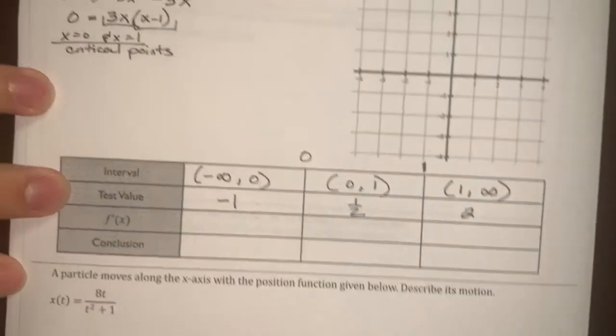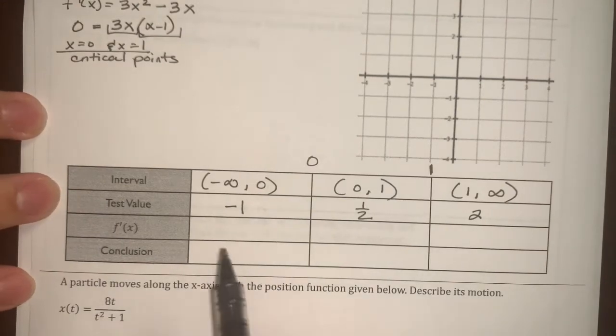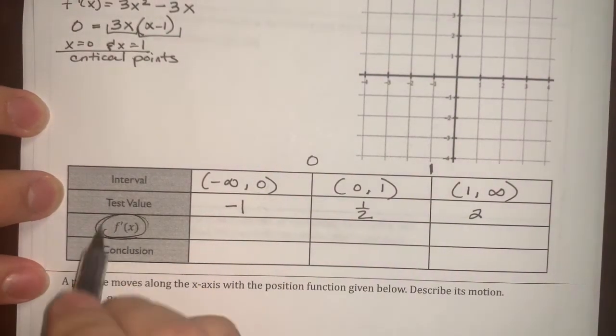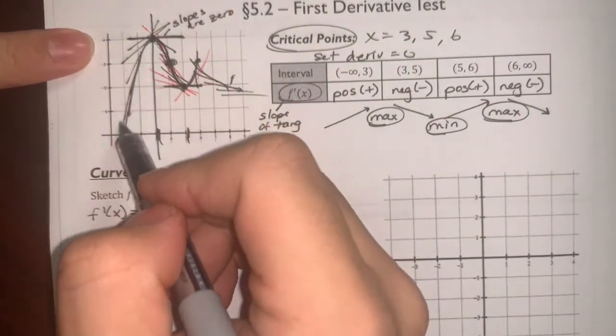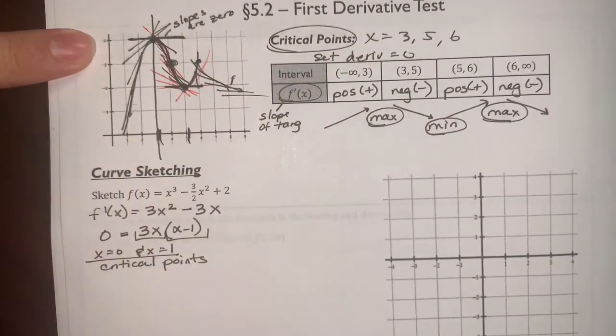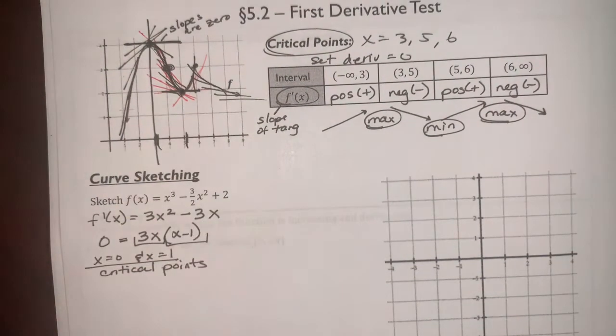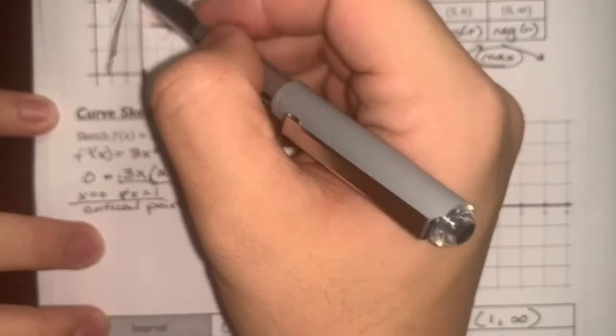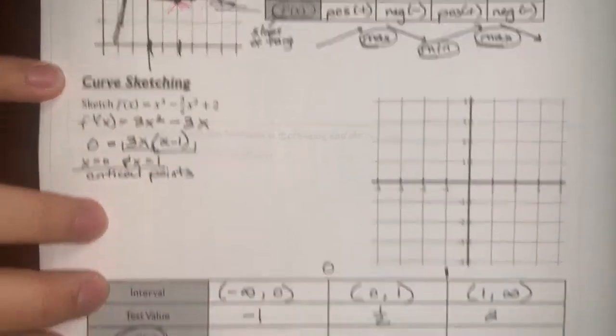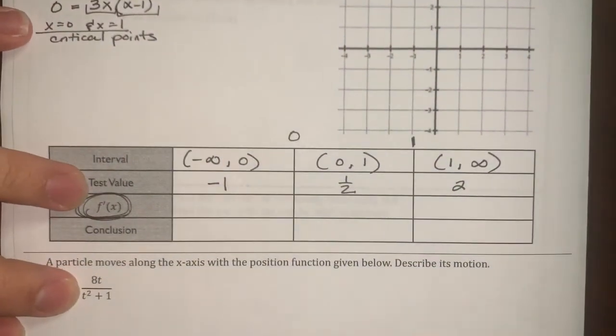Again, what we want to figure out is the behavior of the slope. If the slope is positive, it's going to tell us that it's increasing. If it's negative, it's going to tell us that it's decreasing. I don't even remember what I just said, but I don't know. Sorry about that.